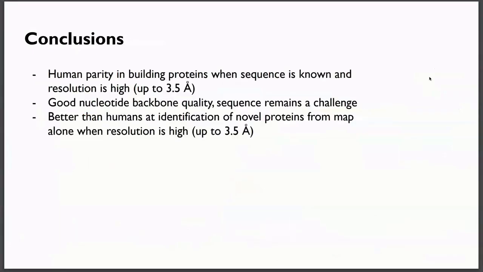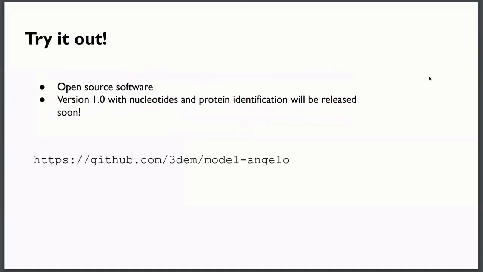And so, yeah, for conclusion, we can say that when the resolution is high enough and the sequence is known, we can reach human parity in building proteins with ModelAngelo. The nucleotide backbones are of good quality, but the sequence remains a challenge even in high resolution maps. And it can be argued that we're better than humans at identifying novel proteins from the map when the resolution is high, with this strategy.